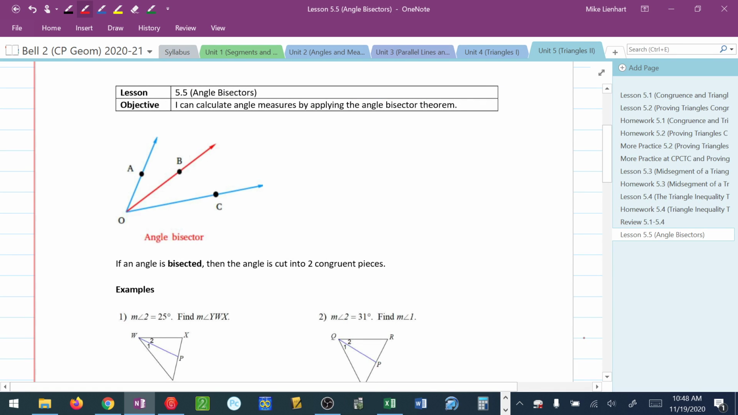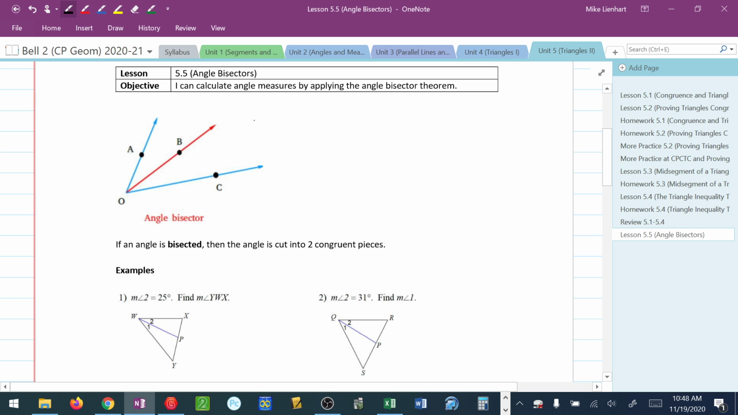This video is for angle bisectors. Now, if you look at the picture right here, we know that OB, that ray, is an angle bisector. And what an angle bisector means is that when something is bisected, it's cut into two congruent pieces. So in our picture here, I know a couple of things to be true.